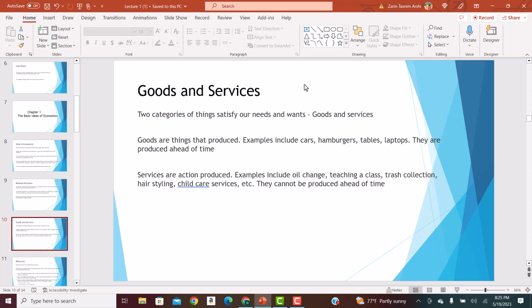Now, what are services? Services are actions produced, and they're produced right at that moment. These usually cannot be seen or touched. Some examples of services are medical services, an oil change for your car, or me teaching your economics class. That's a service I'm providing. Trash collection, hairstyling, childcare services. All these are actions that are produced, and these cannot be produced ahead of time. They're produced when you want them, right at that moment. So you need to understand and distinguish the difference between goods and services.